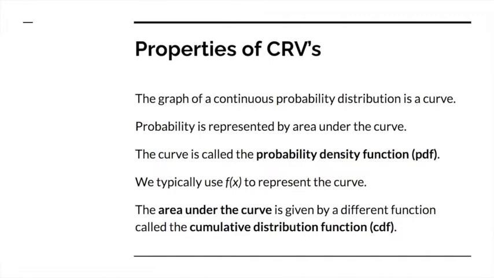The curve itself we call the probability density function, a little different than discrete, where we called it the probability distribution function. When we're dealing with continuous, we use the word density, again because of that whole concept that probability is area. We usually refer to the PDF as f of x. Quite often we can find a second function that models the area under the curve. Instead of the function that gives us the curve itself, this function gives us the area under the curve. We call that the cumulative distribution function, or CDF.